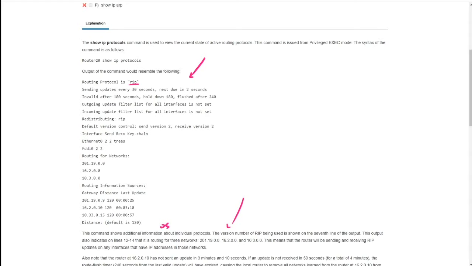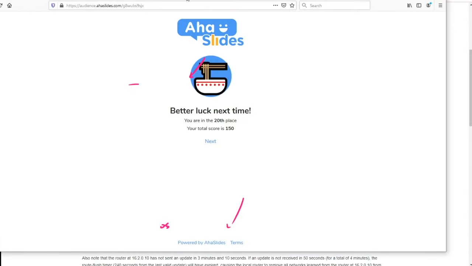I'm curious. Because this is my first time using this whole thing, I'm in 20th place. So if you did better than 20th place, because I was just chalking things in as we go, then you are doing fantastic.